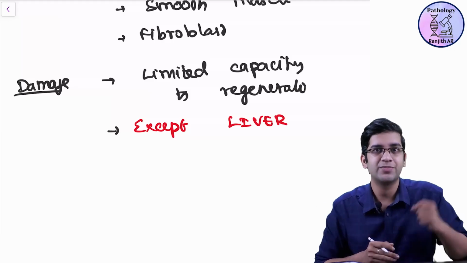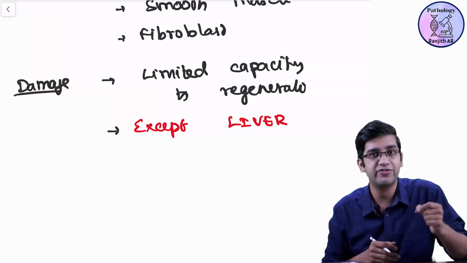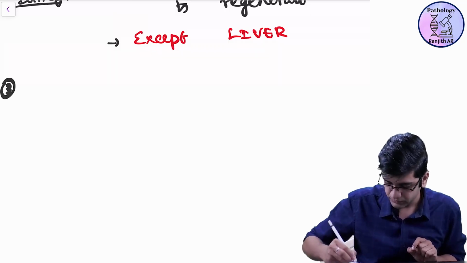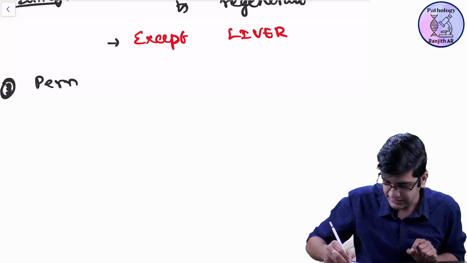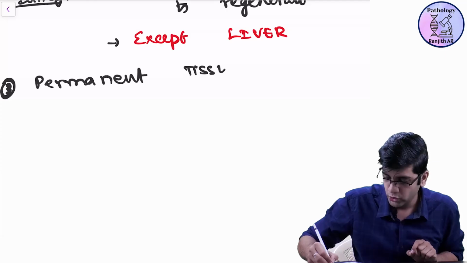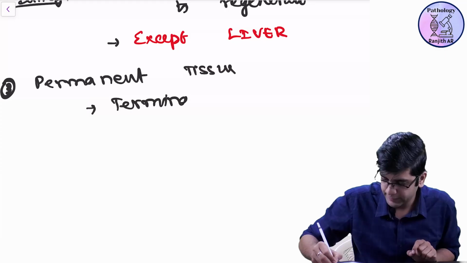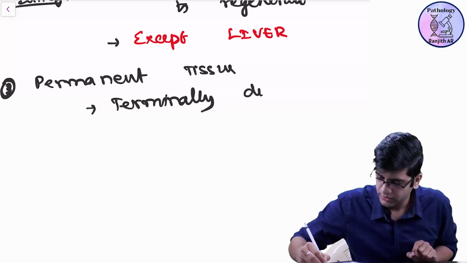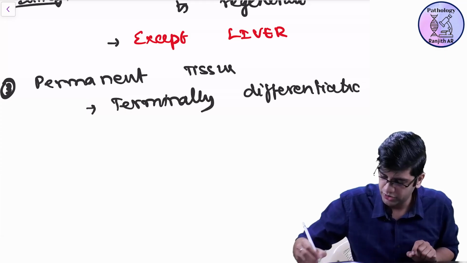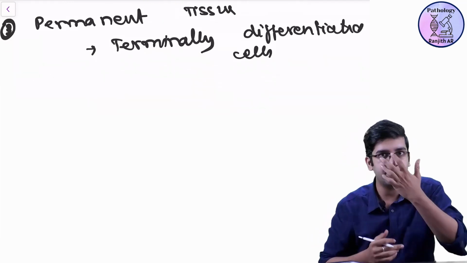So we saw labile cells, we saw stable cells. One more thing which is left is my permanently divided cells, or we call them terminally differentiated cells. The third group of cells are going to be permanent tissues or permanent cells. We also have one more term, they are also called terminally differentiated cells or tissues.